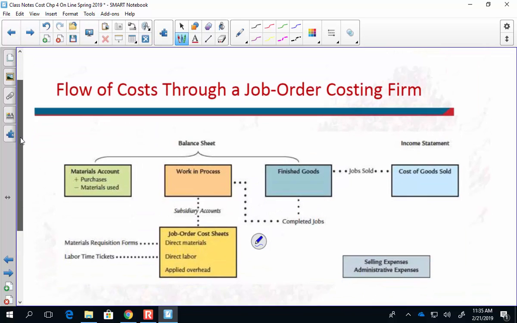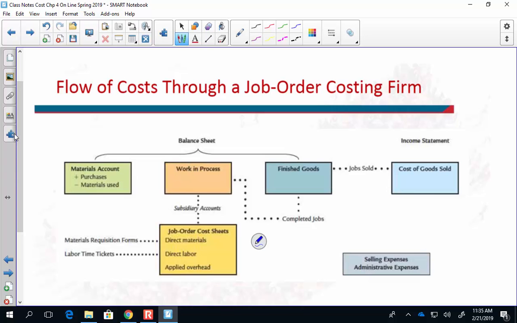There's a nice summary here, the flow of the costs from material purchases, and then using our material, labor, and overhead into WIP. Once the job is completed, it goes into finished goods, right? This overview of the flow is on page 164 of your textbook. So it gives a nice summary of how our job order cost system works. When the item that we produced is sold, it comes out of finished goods, right? And then goes on our income statement as cost of goods sold.